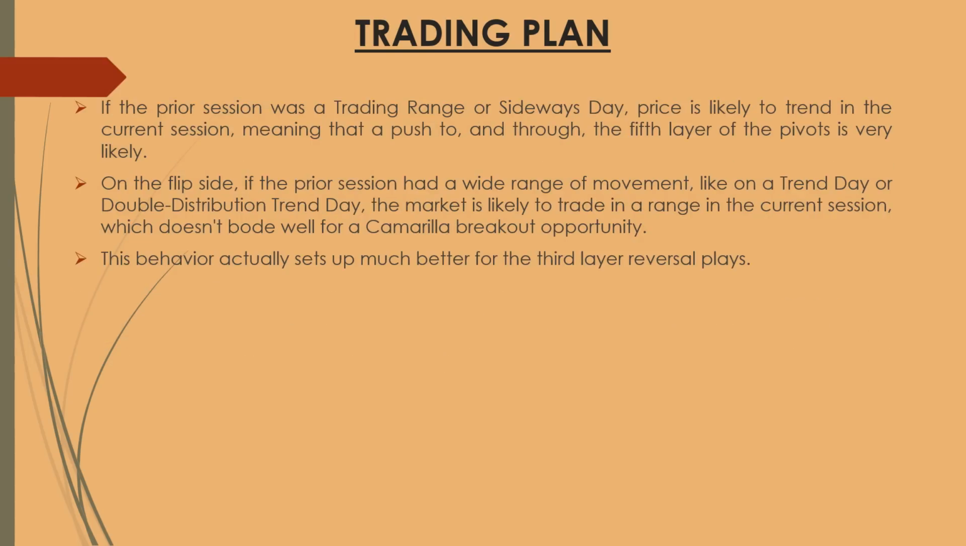If the prior session was a trading range or sideways day, price is likely to trend in the current session, meaning that a push to and through the fifth layer of the pivot is very likely. On the flip side, if the prior session had a wide range of movement like on a trend day or double distribution trend day, the market is likely to trade in a range in the current session, which doesn't bode well for a Camarilla breakout opportunity. This behavior actually sets up much better for the third layer reversal plays.